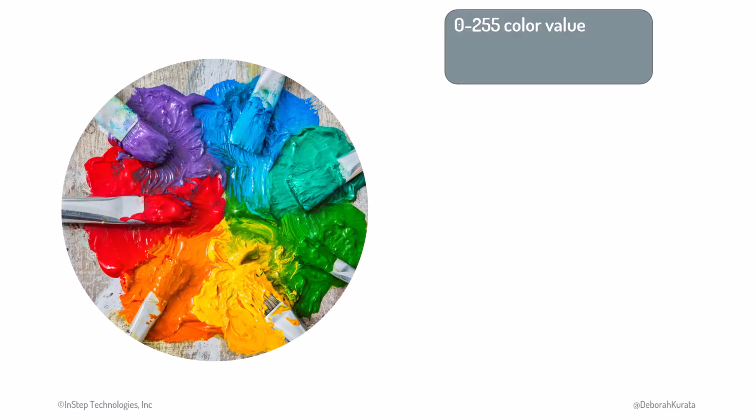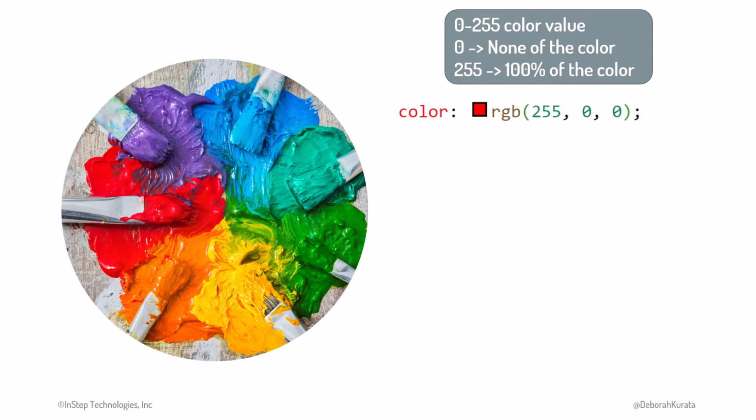On the web, each of the three primary colors, red, green, and blue, has a value of 0 to 255, 0 being none of that color, and 255 being 100% of that color. An RGB value of 255, 0, 0 is all red and no green or blue.